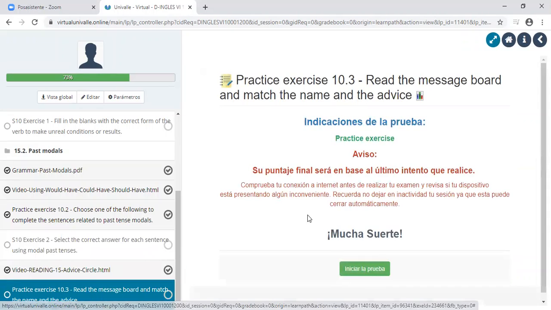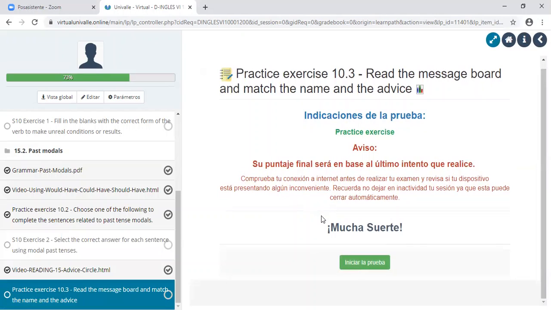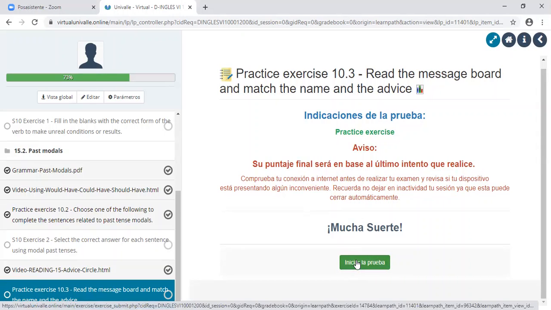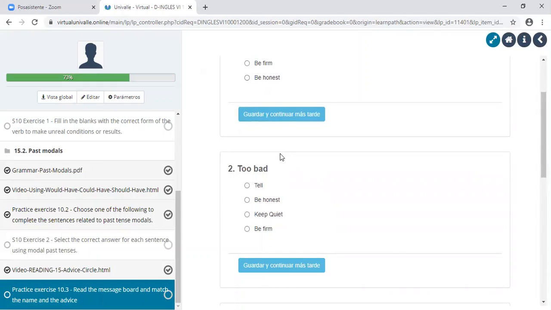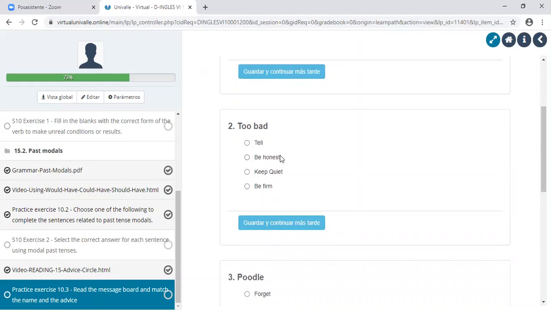And then you are going to have a practice exercise. Read the message board and match the name and the advice. Okay, we're going to try. Pixie: apologize, keep quiet, be fair, be honest. I will say apologize. Tell: be honest, keep quiet, be fair. Okay, I will say be fair.